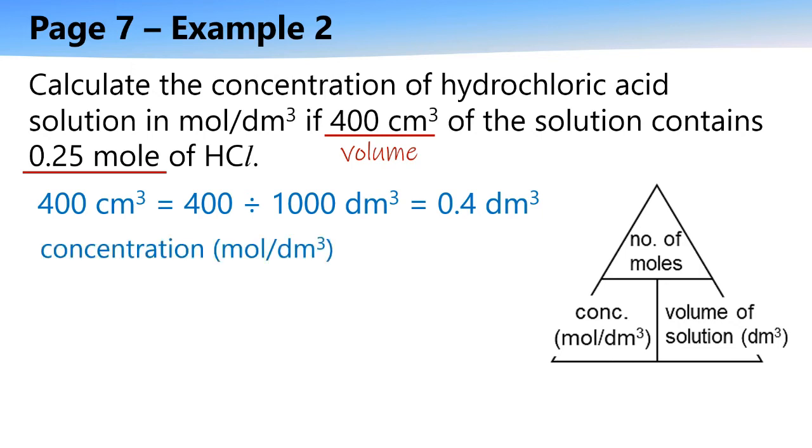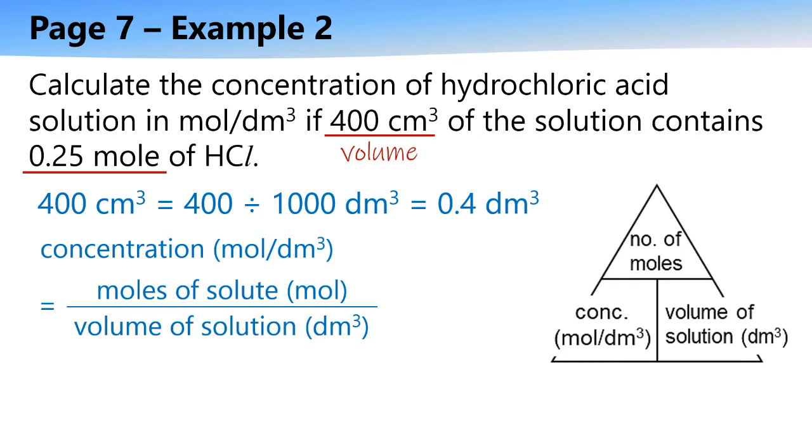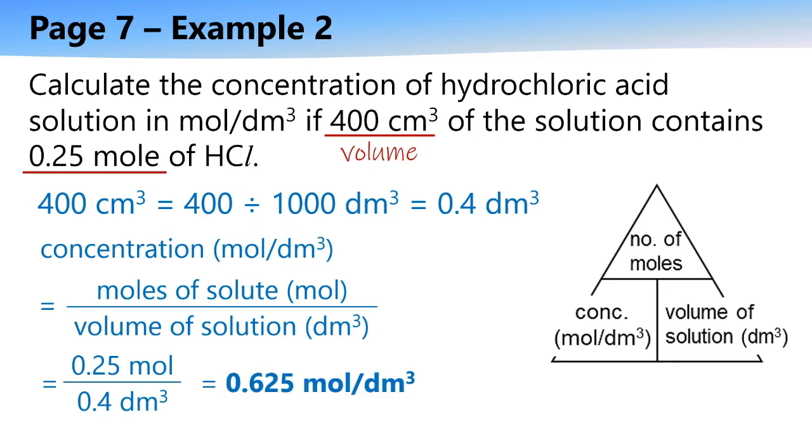And the concentration would be the number of moles of solute over the volume of the solution in dm cube. In this case, it will be 0.25 moles over 0.4 dm cube, and I get 0.625 moles per dm cube. Take your time to write the workings.